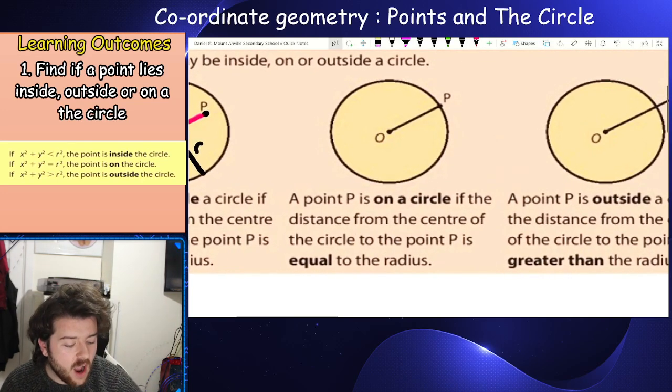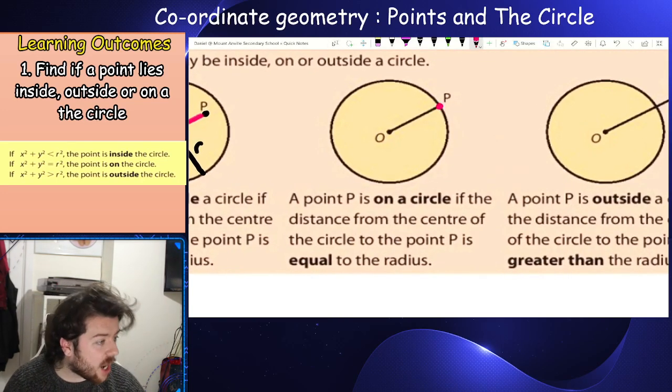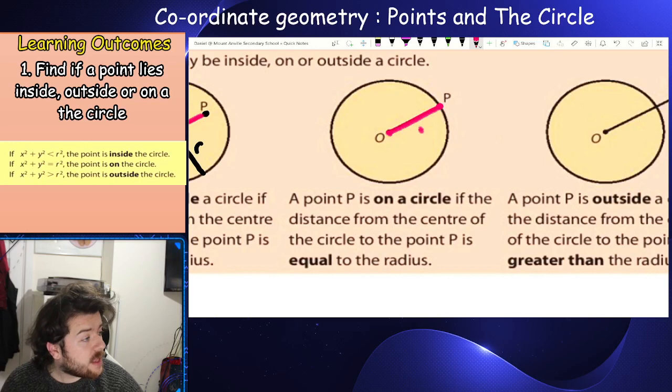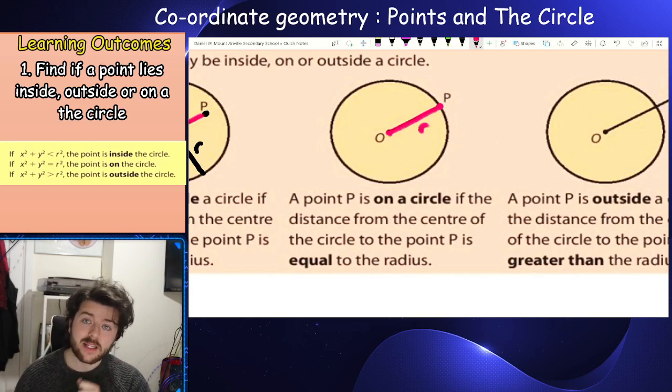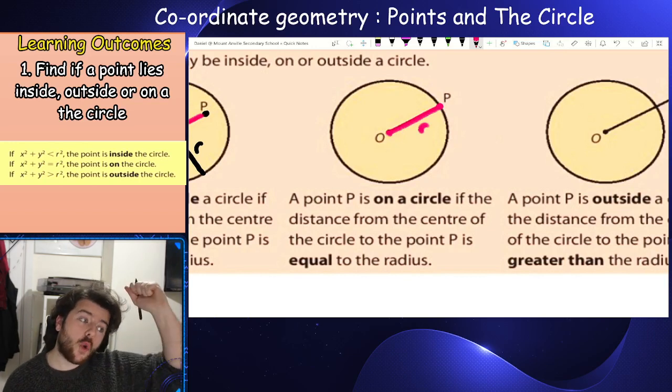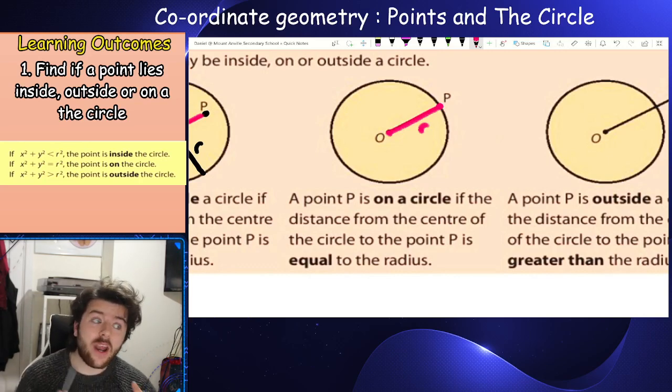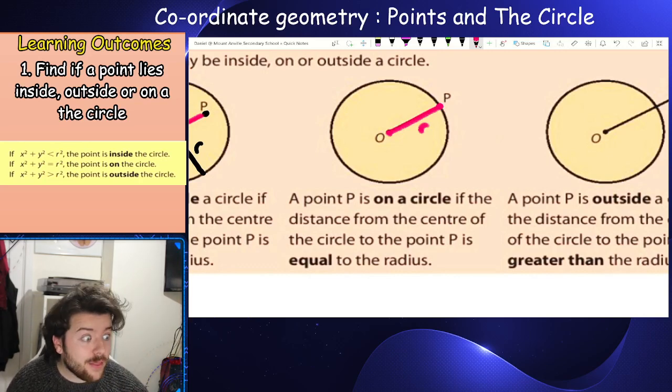And again here, I'm going to put a point here. The distance from the center to this point is going to be the radius. So if the distance from the center to the point we're asked about equals the radius of the circle, then we know the point lies on the circle.